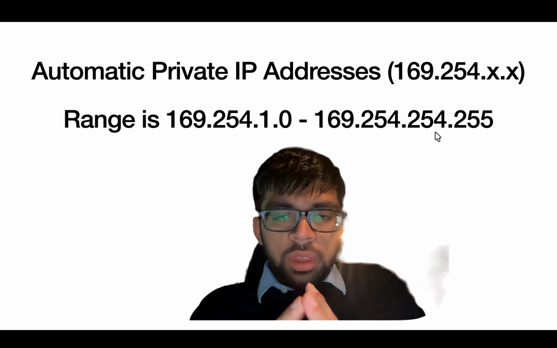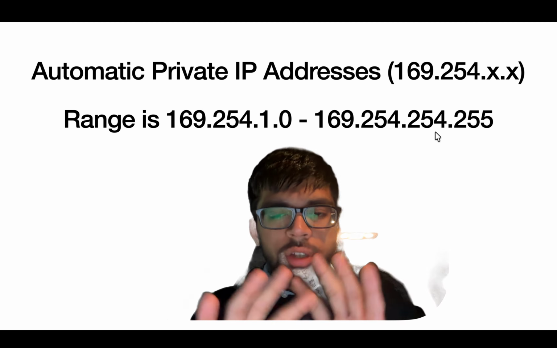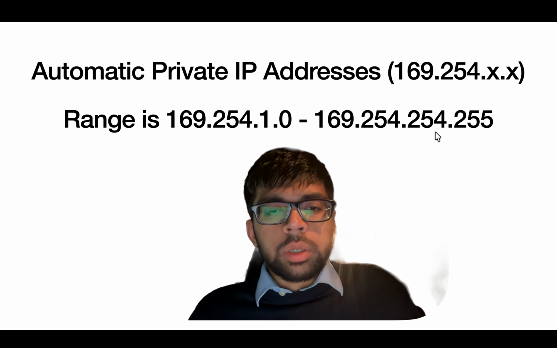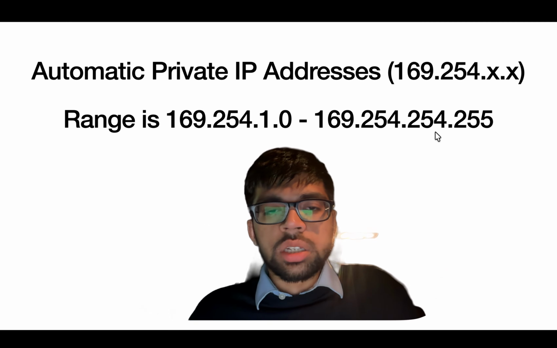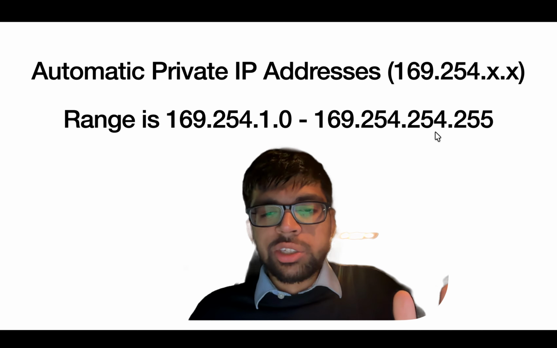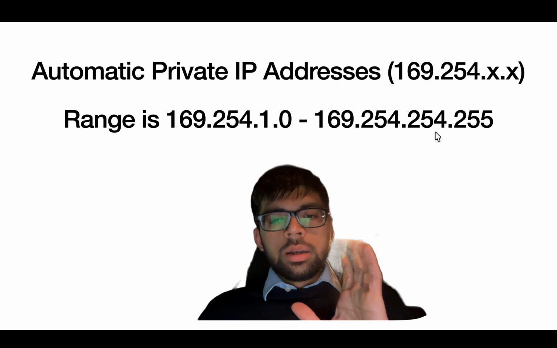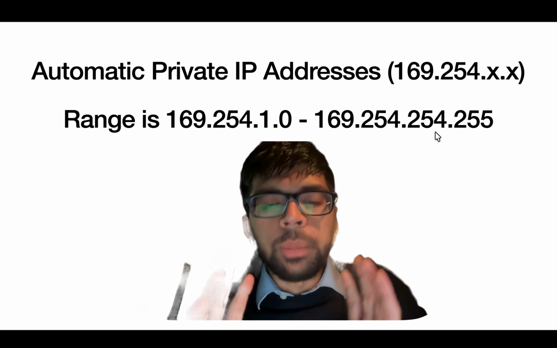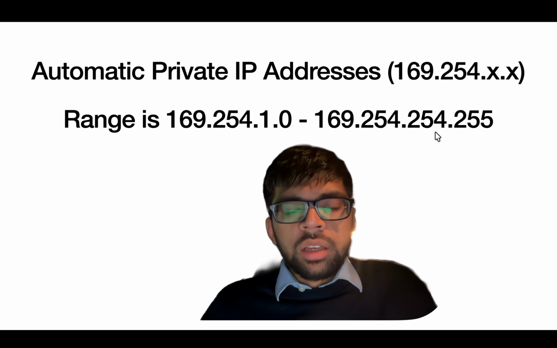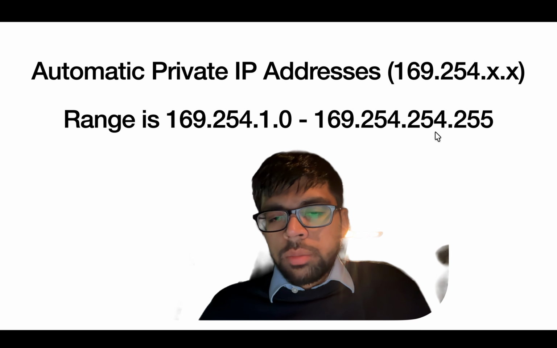So APIPA can be used for things like workgroups, but it's not something we want to be using, because that can't allow us to connect into the internet. So 169.254 is something that's not really desirable. It's not necessarily like you're doomed or the kiss of death or anything, but it's not really something that you want to be using.